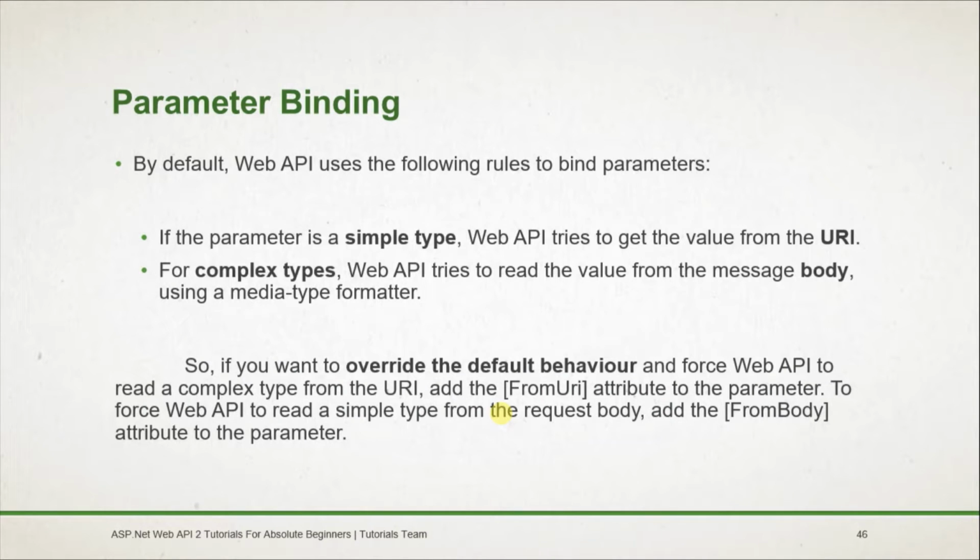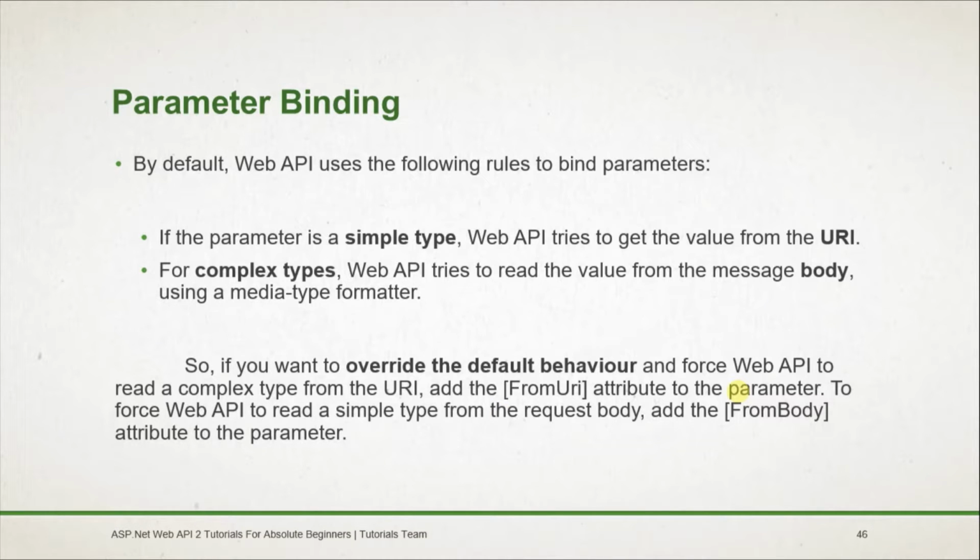The default behavior of ASP.NET Web API is that it will retrieve the simple type value from the URI, and for the complex type, it will try to read the value from the message body by using the media type formatter. If you want to override the default behavior and force Web API to read the complex type from the URI, then we need to use the FromUri attribute along with our parameter. And if you want to force Web API to read the simple type from the body, then we need to use the FromBody attribute with our parameter.